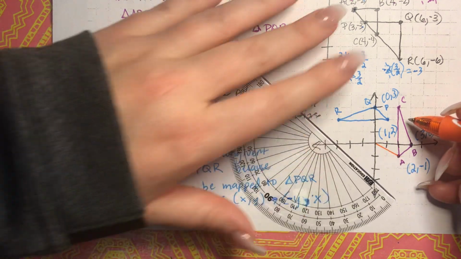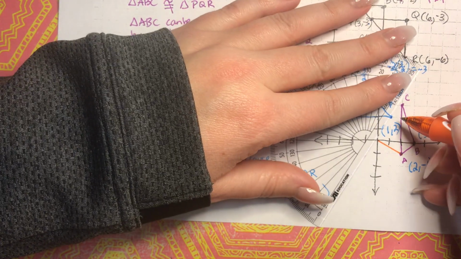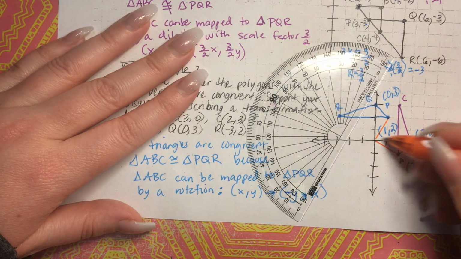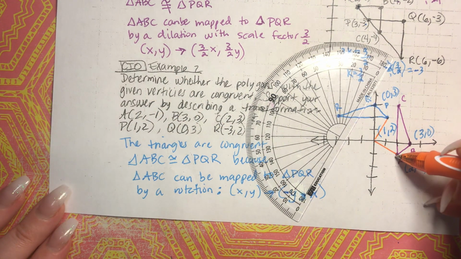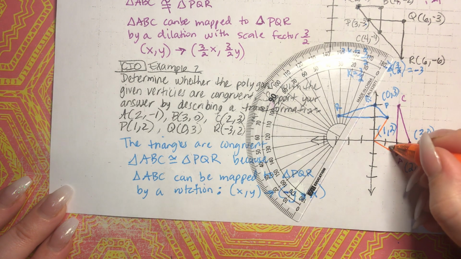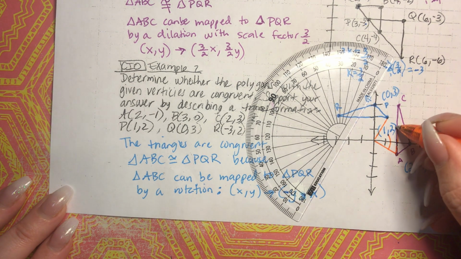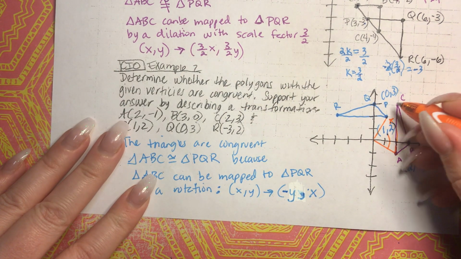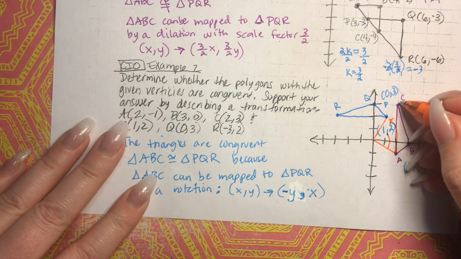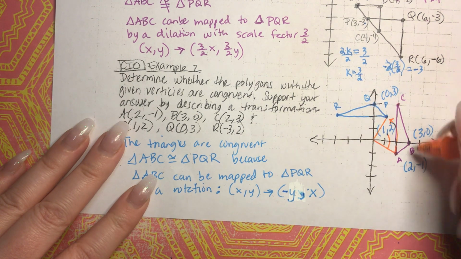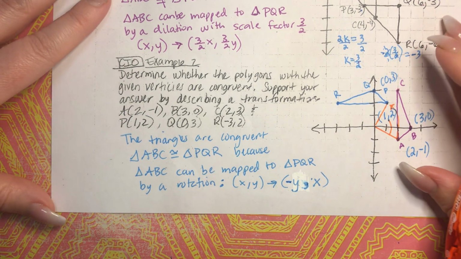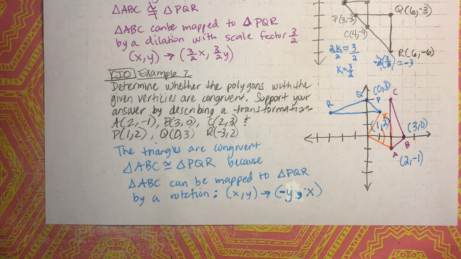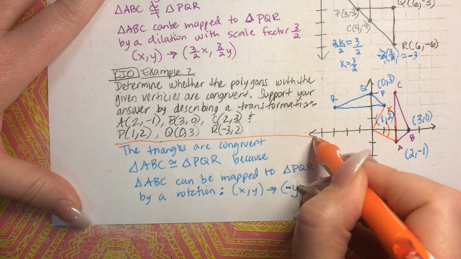Also, you can see that same thing if we connect A to the origin and P to the origin. You see how you can see that 90-degree angle there? And so, yes, A is rotating counterclockwise 90 degrees to P right there. And the same is true with B rotating to Q and C rotating to R. They're all 90-degree rotations counterclockwise, and this is the rule for that. So there is the answer.